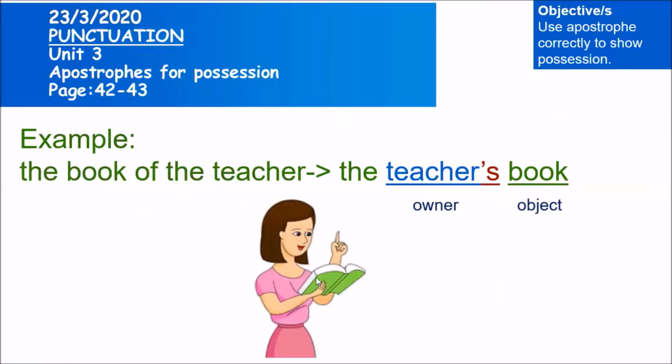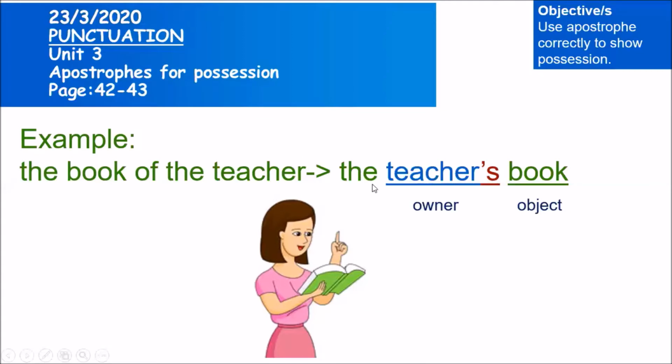Another example, we have a teacher here and the teacher owns this book. So instead of saying the book of the teacher, we can simply write the teacher's book. So notice that this is shorter compared to this. And we don't need to write the teacher owns the book, the teacher is the owner of the book, or the book belongs to the teacher, because the apostrophe here already expresses who is the owner of the book, the teacher.